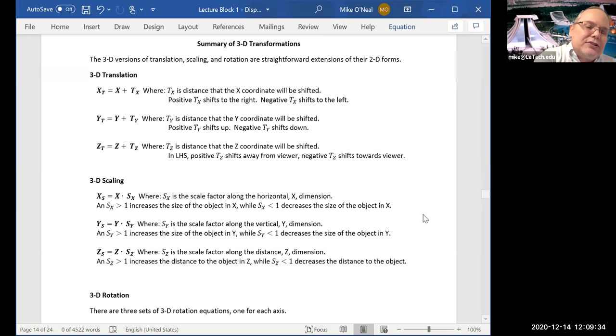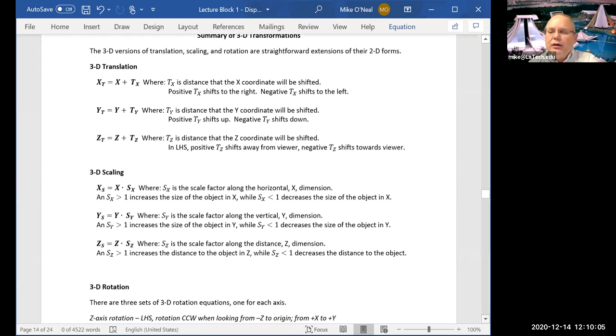The only difference is that you have one more equation where you can scale in Z. All right. So it's the same thing. It's just that you can now no longer just scale in X and just scale in Y. You can also scale in Z. So there's very little that you have to worry about for 3D translation and 3D scaling from what we already talked about.